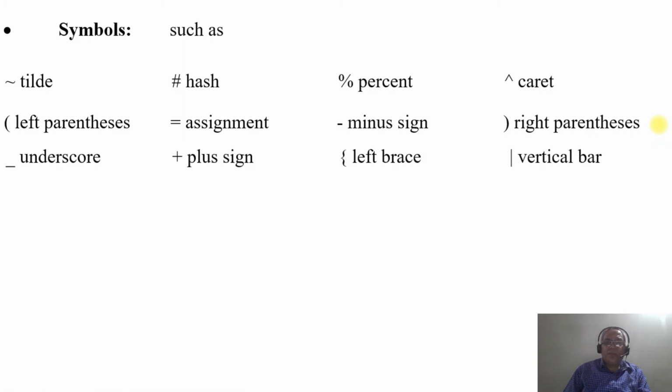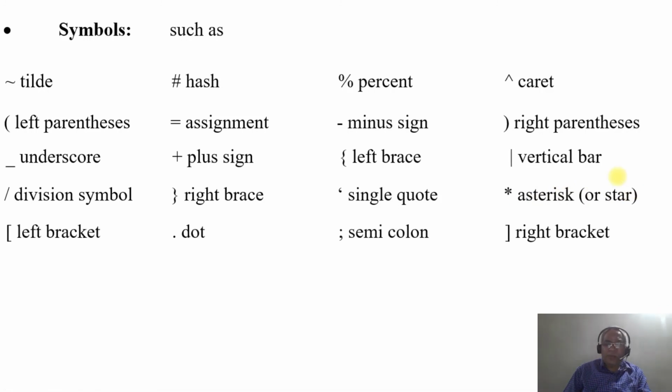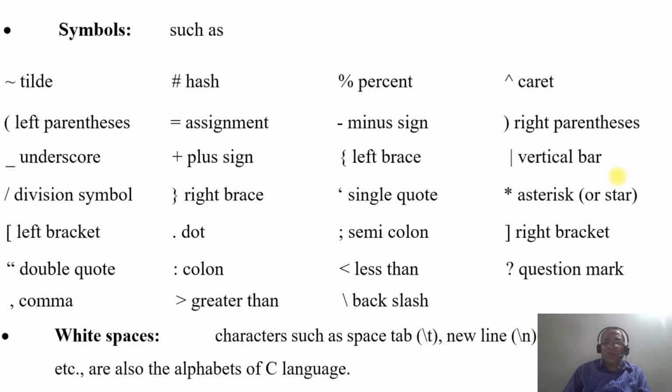Then you have an underscore, a plus sign, left brace, vertical bar, division symbol, right brace, which is the right flower bracket, single quote, and asterisk, which is called star, for multiplication. Then we have left square bracket, and dot. Then you have semicolon, the right square bracket, double quotes, colon, less than symbol, question mark, then comma, greater than and backslash. These are the characters you are often going to be using in the program.